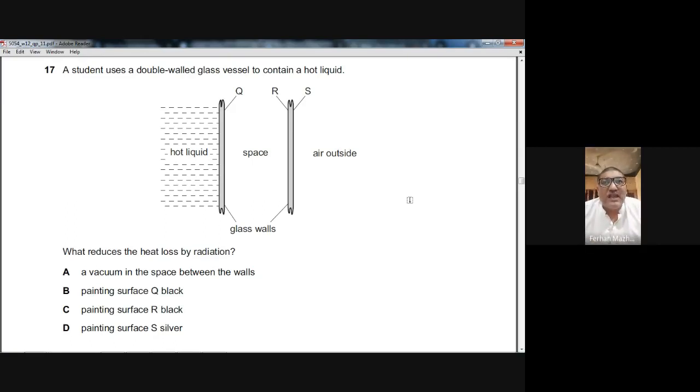Painting the surface Q black, no, that will be wrong because black color will be a very good emitter of infrared radiation. Painting the surface R black is wrong because it will then be a very good absorber of heat. Painting the surface S silver is the right option, because if the outside is silver, it will not let the heat go out. So D is the right choice. Question number 17, D is the right choice, sir.